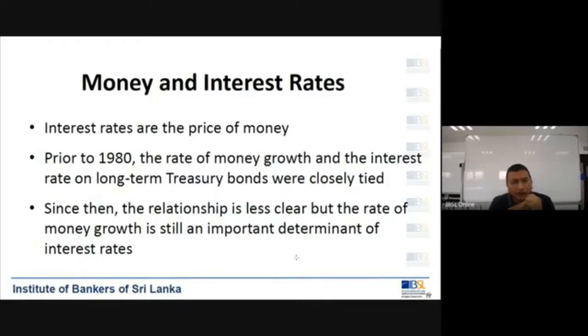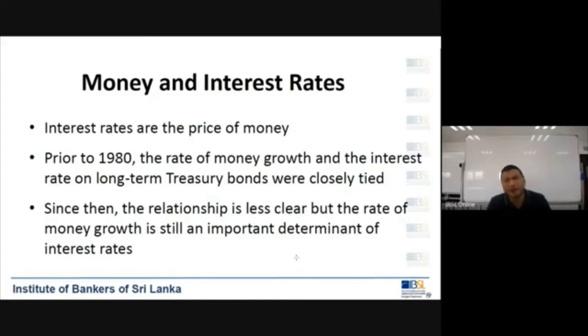So the long-term financial assets like treasury bonds, their interest rates are linked with inflation expectations. To a great extent, prior to the 80s, there was a very close relationship in terms of money growth, inflation, and then of course long-term interest rates of financial assets like treasury bonds. But subsequently, you have seen the relationship between money growth and inflation also weaken. There are reasons for that. We will get into those details as we study on.